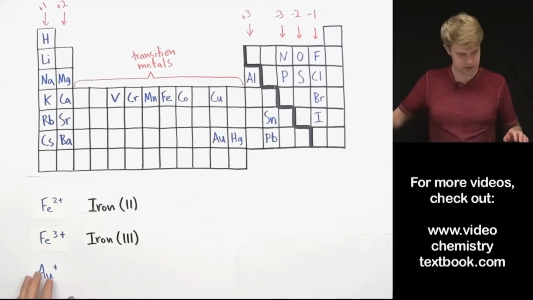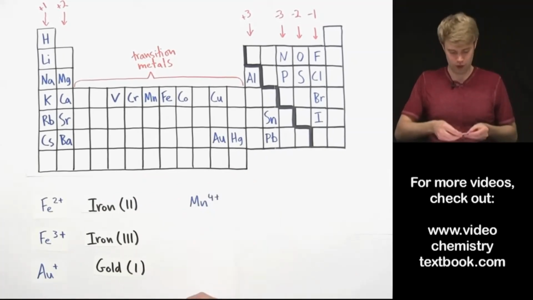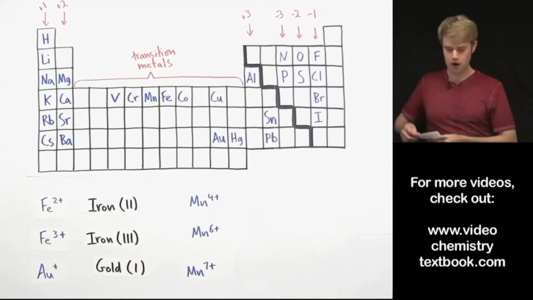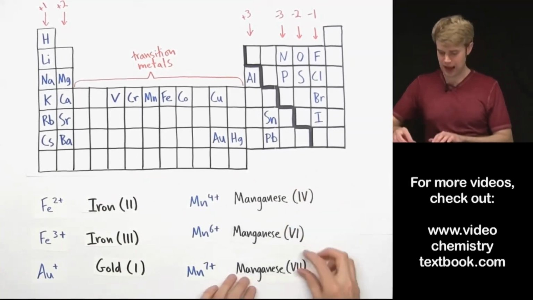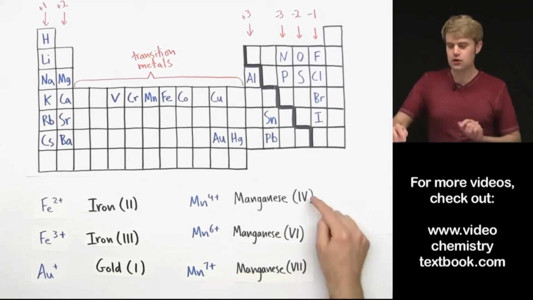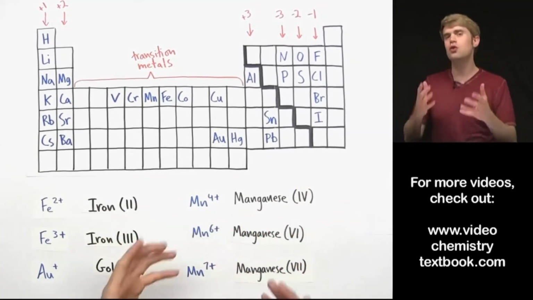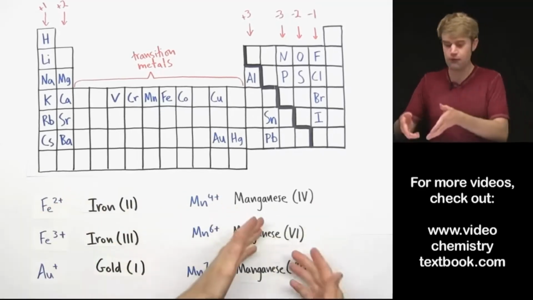Au+ is gold(I). And manganese, for example, 4+, 6+, 7+, are written as manganese(IV), manganese(VI), and manganese(VII). Now, you might be a little bit unfamiliar with how to write numbers in Roman numerals, so it probably wouldn't hurt to do a real quick review of Roman numerals before we move on.